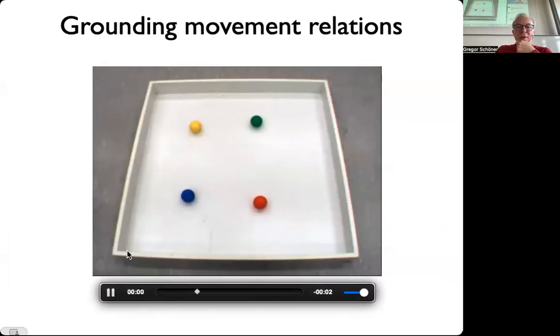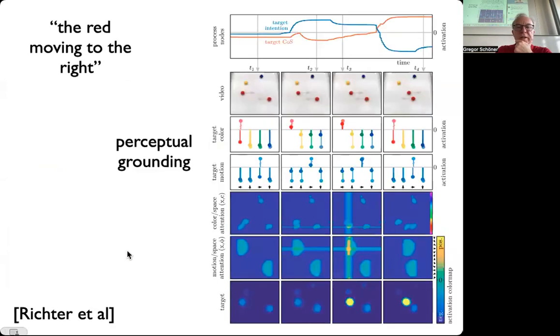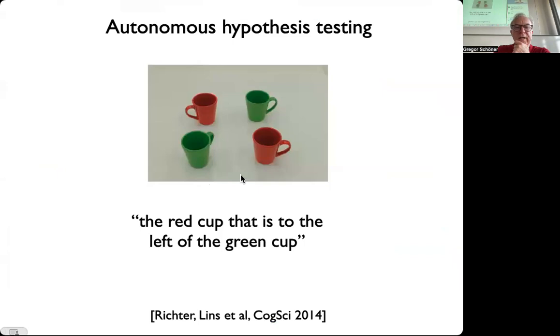So we can do similar things with movement. That will be the stimulus, and then the whole machinery does movement detection. And maybe I'll not go through the slide in detail. I want to make two more points before we close. So one is this hypothesis testing.